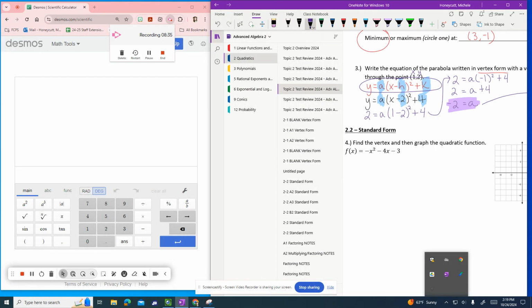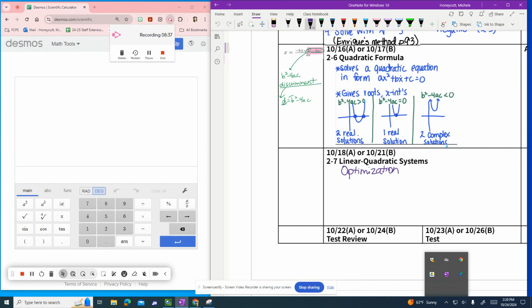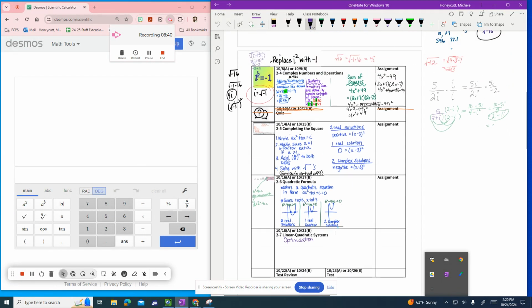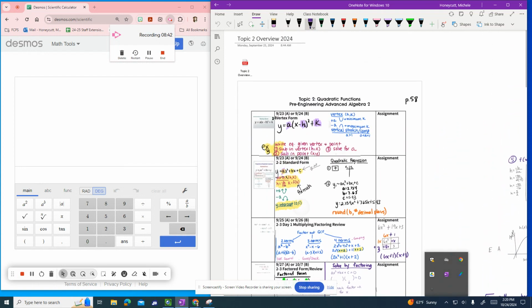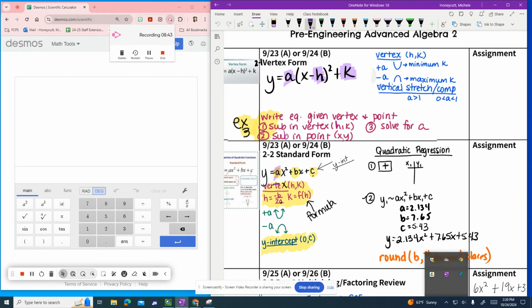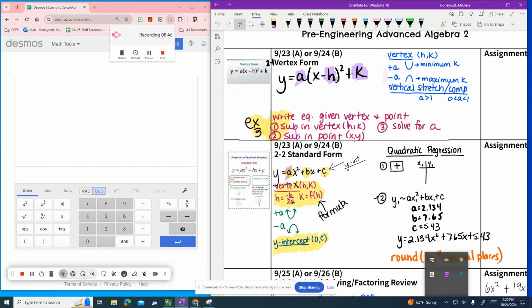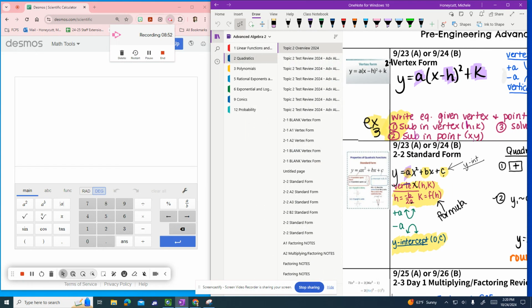Now here's a reminder, that overview that you have is a great resource for you to go back and see some reminders of what we did in class. This is a great place. It's where we stored all of our formulas that we did while we were going through all the topics.